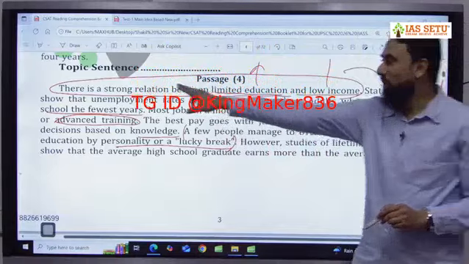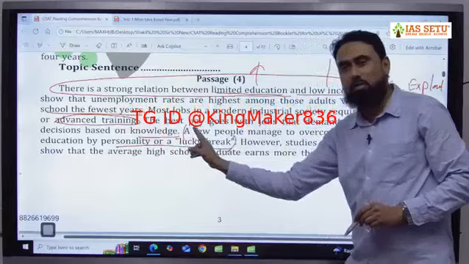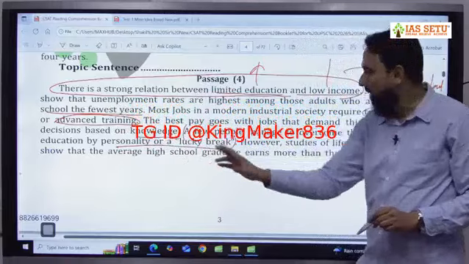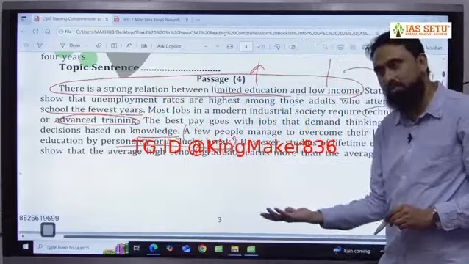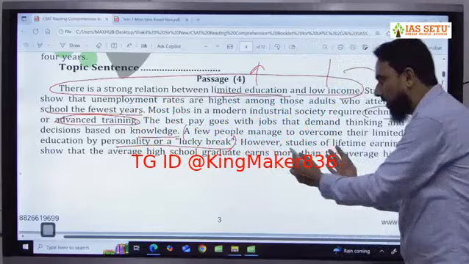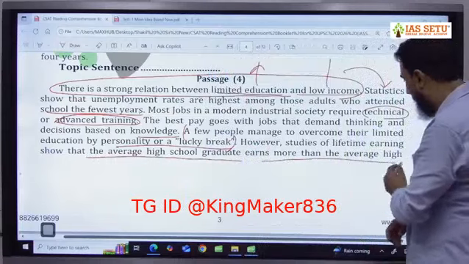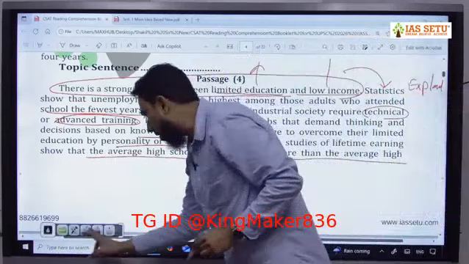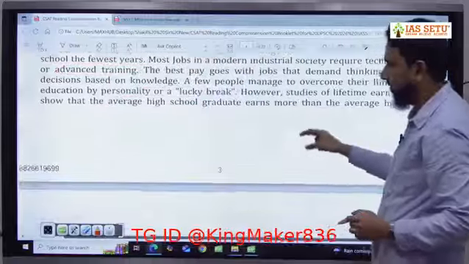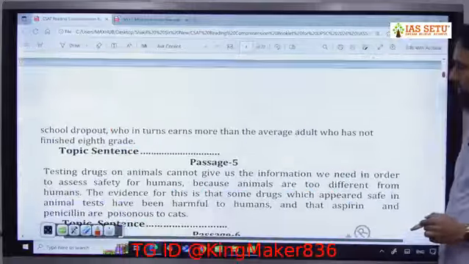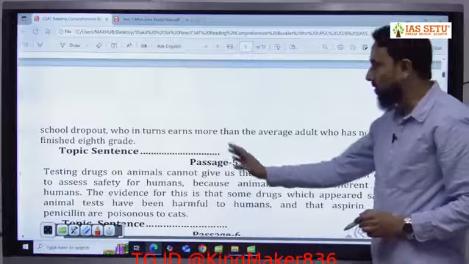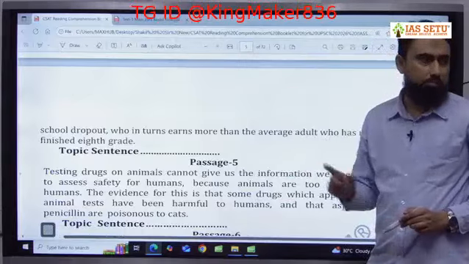Now, what he started, he's going on the same: less education, less income. And this is the sentence where he has accepted the exceptional cases, but then he resumes his original point. He says, however, studies of lifetime earning show that the average high school graduate earns more than the average high school dropout, who in turn earns more than the average adult who has not. The first sentence is being proven by the entire para, right?